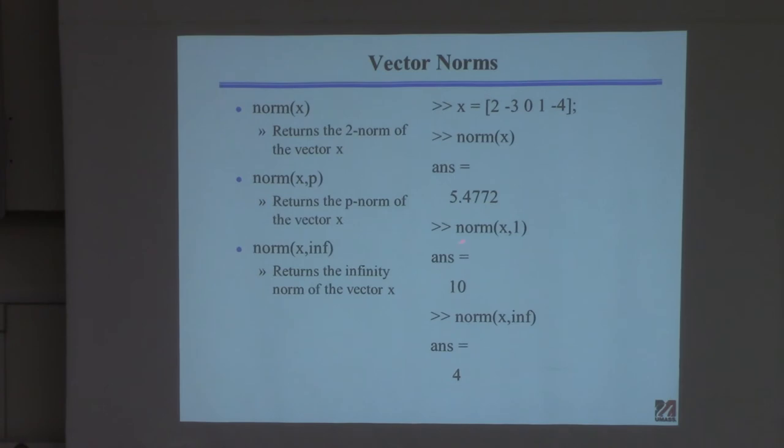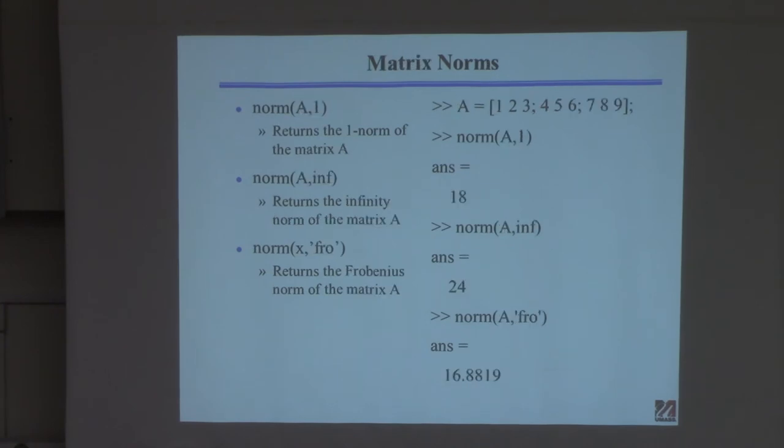That's true. Good. Okay, there it is. 10. You recall the infinity norm is take the absolute value of every element and see which of those gives you the highest value, and that's the absolute value of that, which is 4. That's called the infinity norm. Okay, so the same answers we got. No big deal.